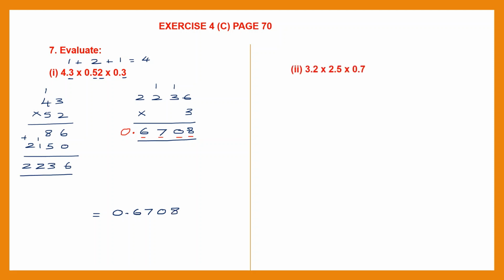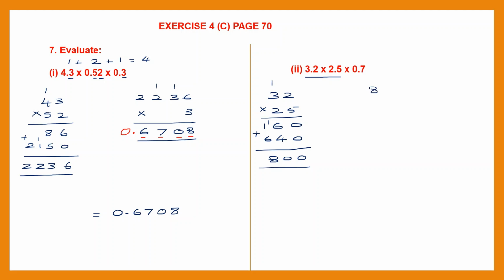Next question, here we have 3.2 into 2.5 into 0.7. Let's take the first two numbers. Let's ignore the point, so that becomes 32 into 25. 5 2s are 10, carry 1. 5 3s are 15 plus 1 is 16. Second step, 2 2s are 4 and 2 3s are 6. Let's add this up. So here we have 0, 6 plus 4 is 10, carry 1, 1, 2 plus 6 is 8. So here we have 800.